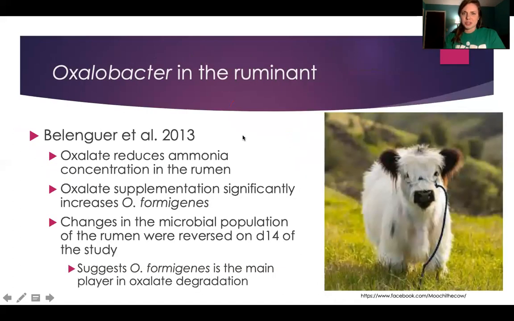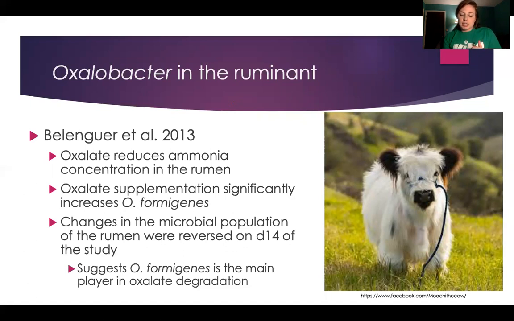Okay, so all of that is great. You know, and now we know how it makes this energy, but how does it impact our animals? Why is this helpful? Why should we care? Okay, so there's a study done in 2013, and what they did is they looked at 5 cannulated ewes. And what they did is they put some oxalate straight into the rumen, okay, and they tracked how it impacted the microbial population. They tracked several other parameters as well.